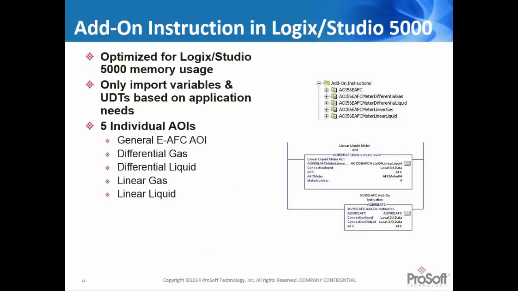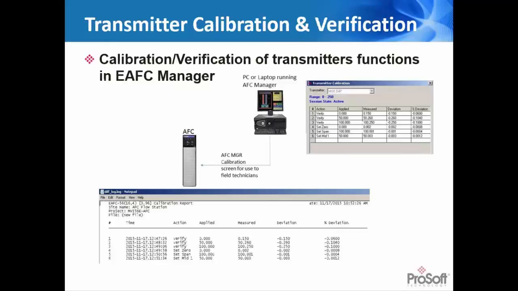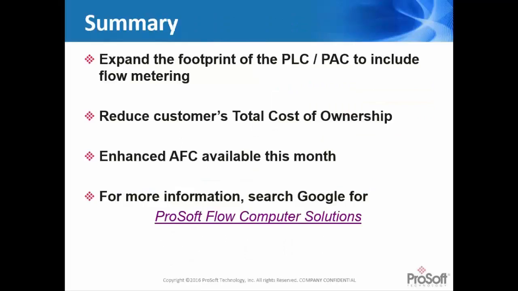I've already mentioned that AFC is extremely tightly integrated with the programming environment. So, for example, with the add-on instructions for the Logix 5000 as well as the Studio 5000 environment, you just have to drop in this AOI block, and essentially the AFC is functional. There's also transmitter calibration and verification functions built in. So you have records of exactly which instruments were calibrated, how they deviated compared to an accepted reference, and so on. All that is available as a record.